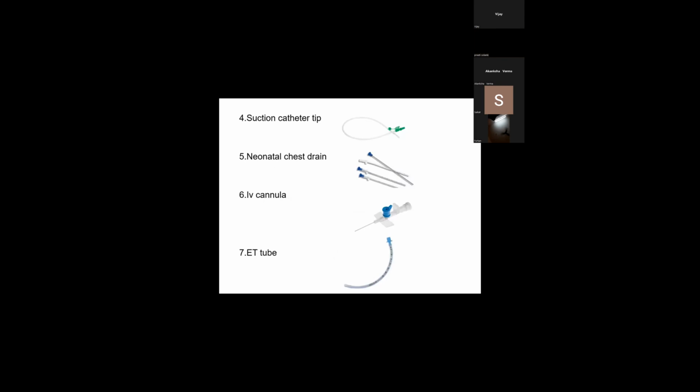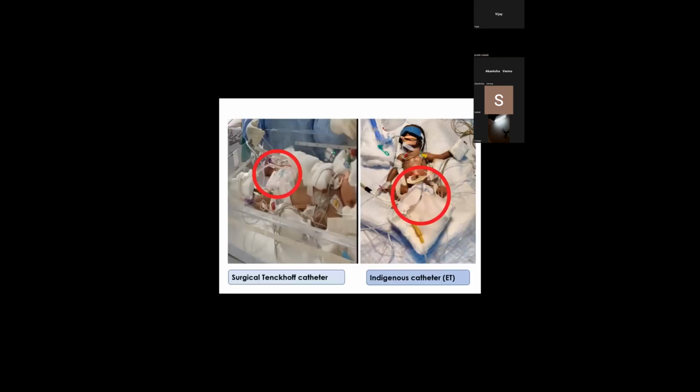Fifth, neonatal chest drain, as explained in the case discussion by Dr. Ankit, they used Malecot catheter as peritoneal dialysis catheter. Sixth is IV cannula, 22 gauge can be used, and an ET tube can be used. So the right image is showing an ET tube as an indigenous PD catheter, and the left side image is showing a Tenckhoff catheter, which is placed surgically for peritoneal dialysis.